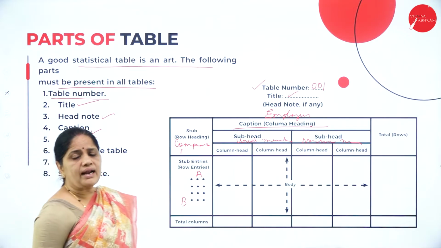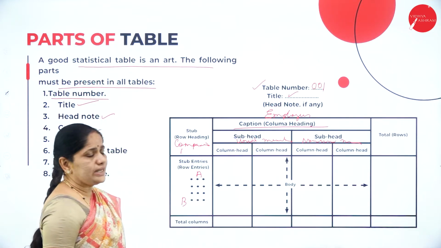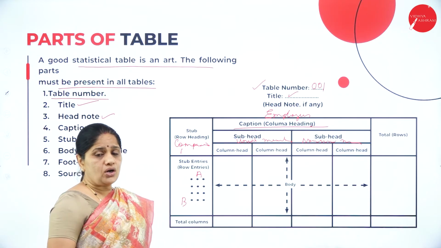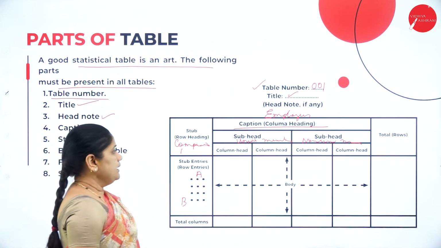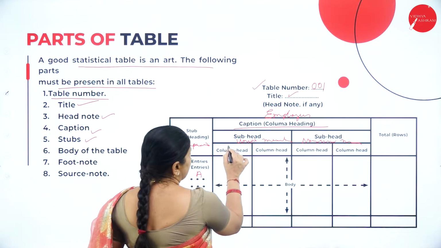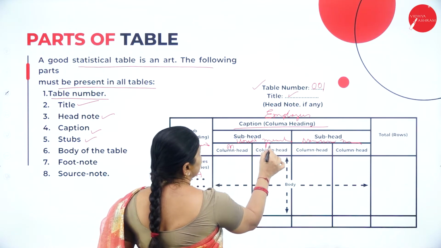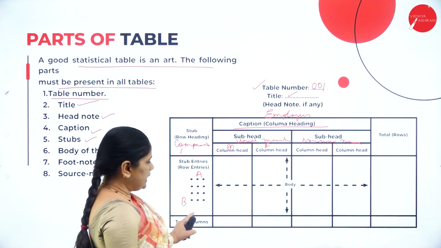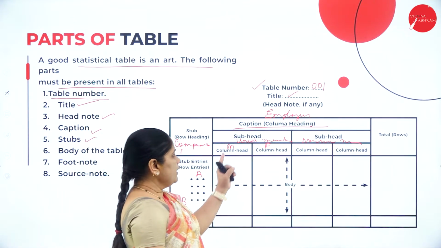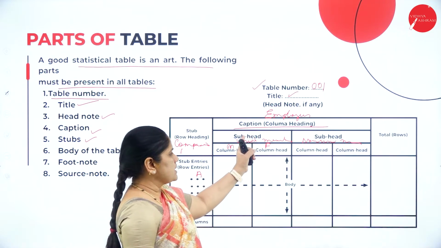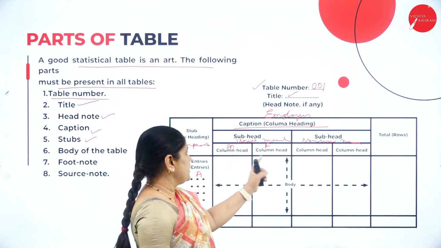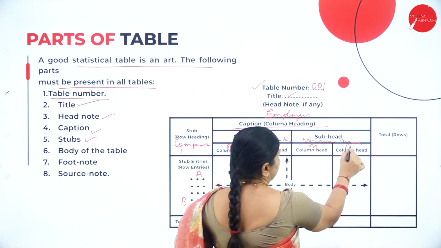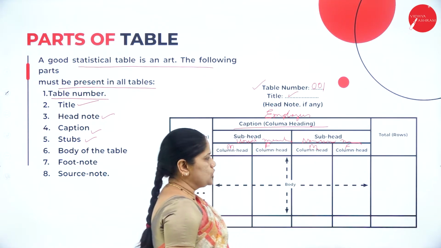So if you are having a study of the employees who are union members and who are not union members, and then again in that you have a segregation: how many of them are males and how many of them are females? So we have company A, company B. Then we have the subheads, that is, union member and non-union member. Here again male and female. Then we have the total.